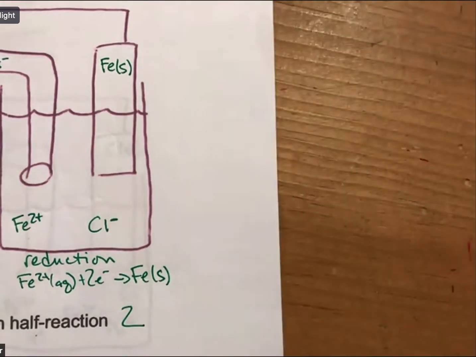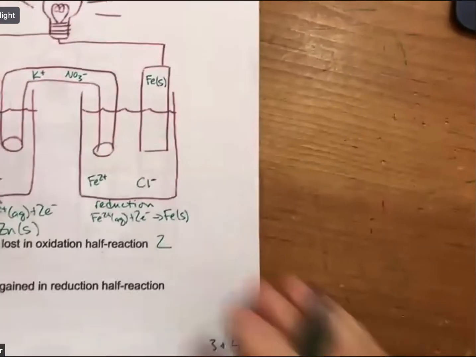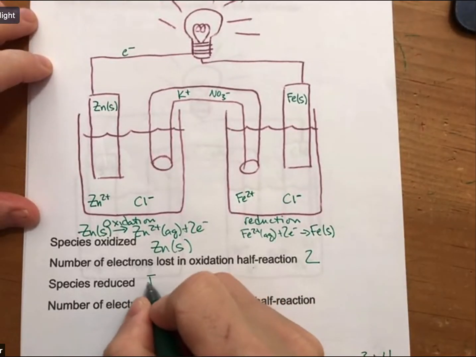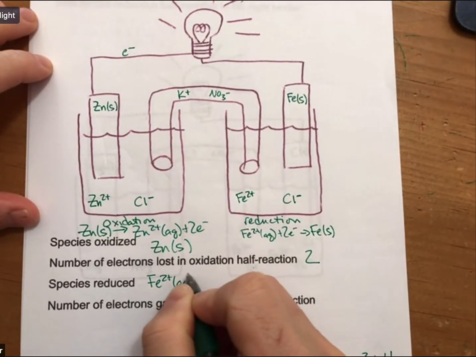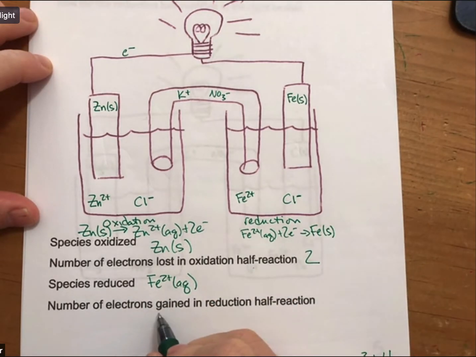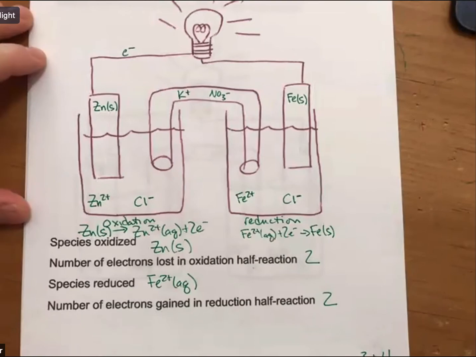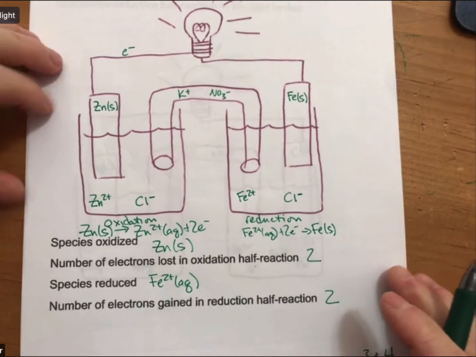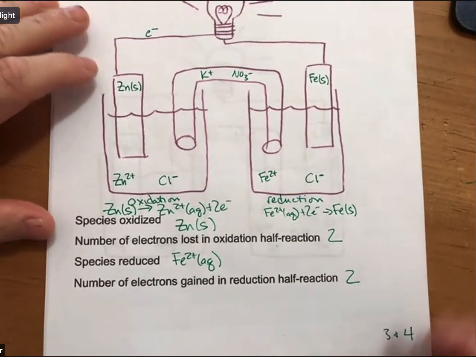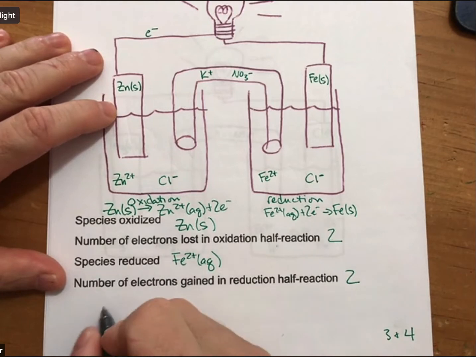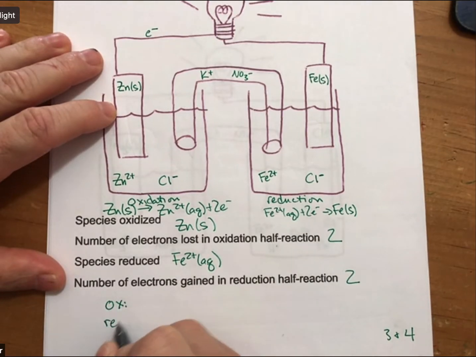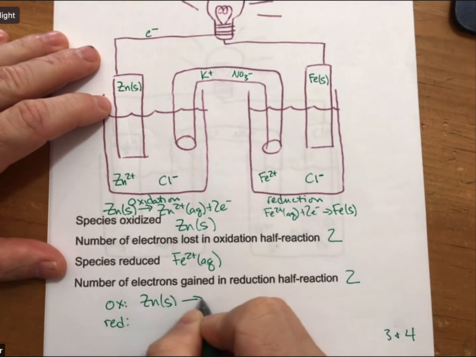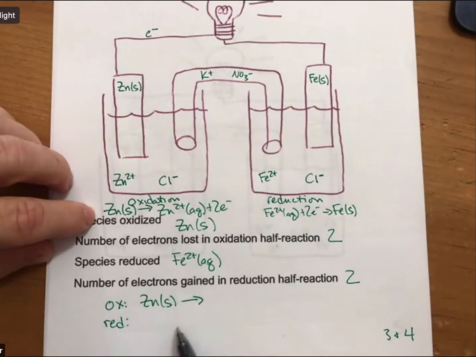And now let me zoom back out a bit. That means that Fe2+ will be the species that's reduced. And the number of electrons gained in the reduction half reaction will be 2 for this. Now, again, that's the answer to the question, but the bigger picture here is, let's look at the overall process, which is going to take our oxidation and reduction half reactions. So I'm just going to write these 2 reactions down here.